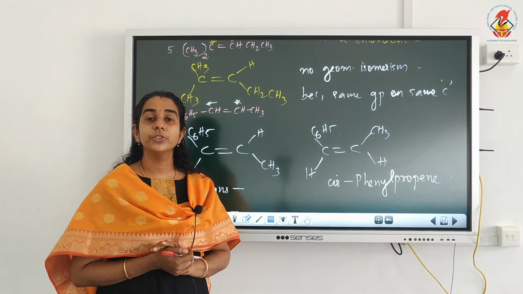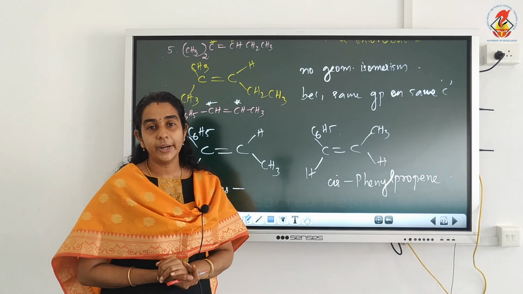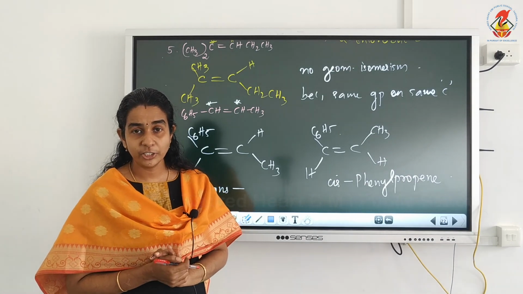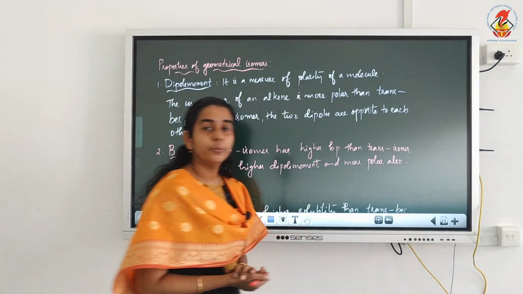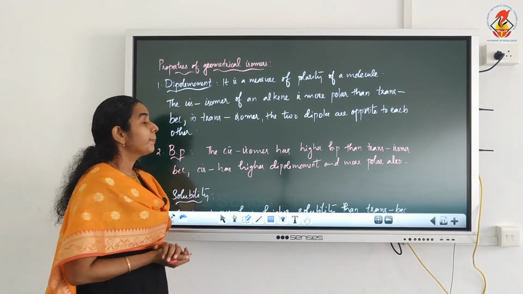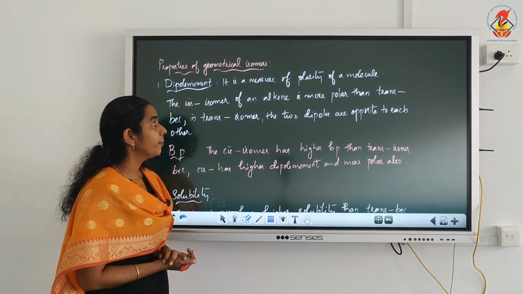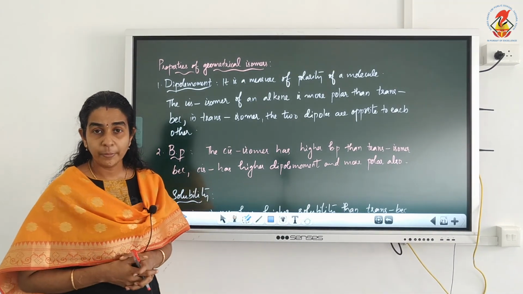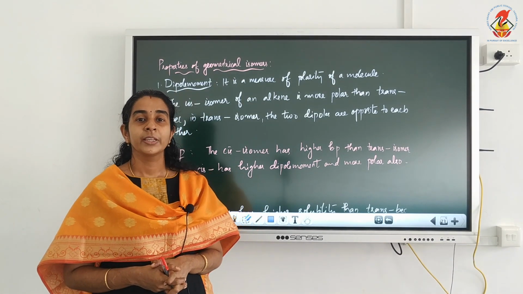So first we have to identify the groups present on the double bonded carbon atoms. If similar groups are present on the same carbon, we can say that there is no geometrical isomerism. Now the properties of geometrical isomers. First one is dipole moment. We know that dipole moment is a measure of polarity in molecules, isn't it?